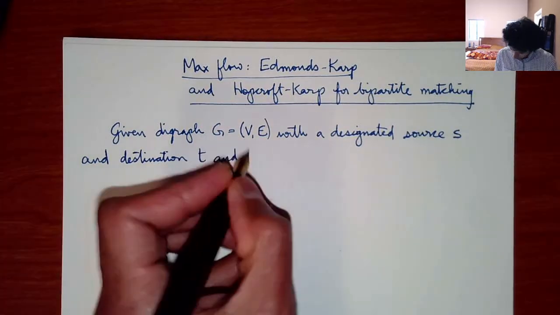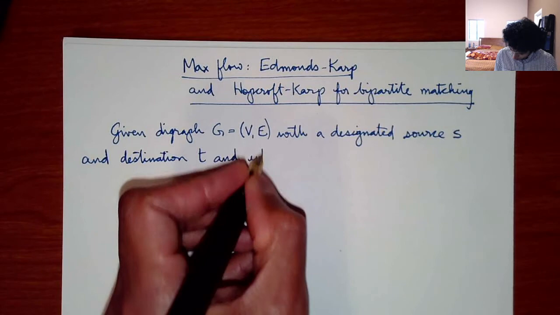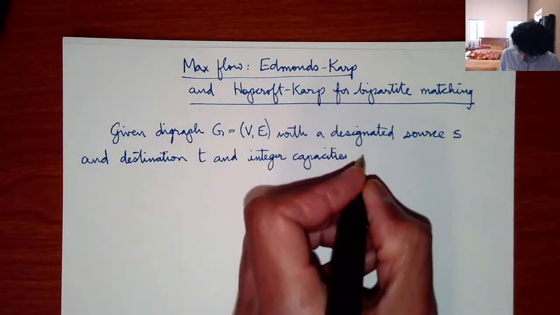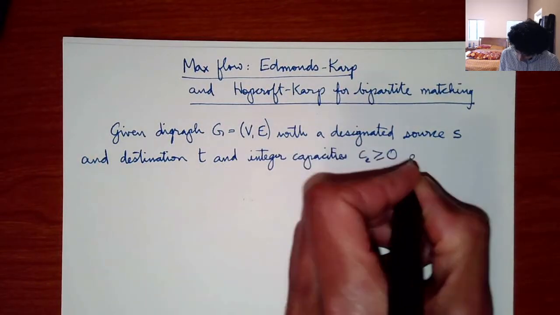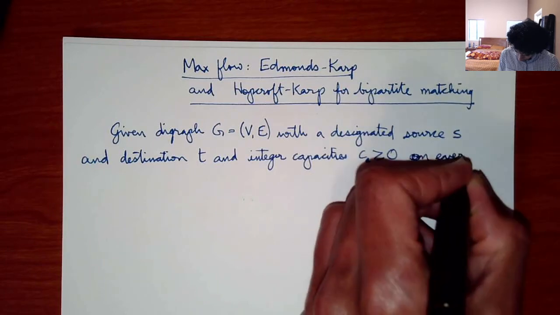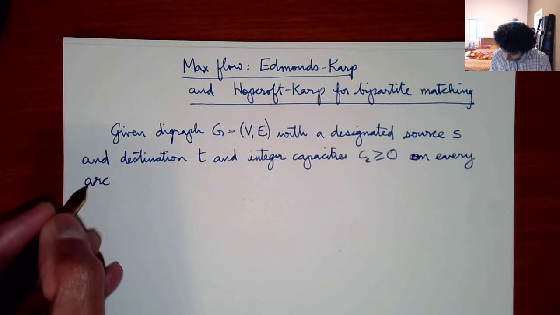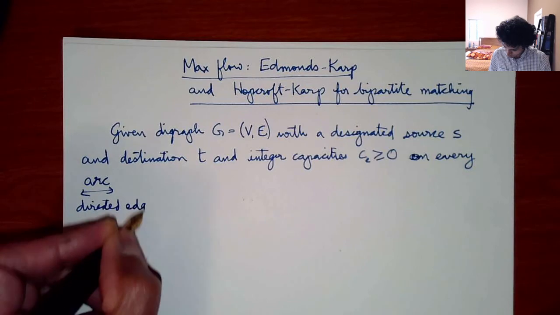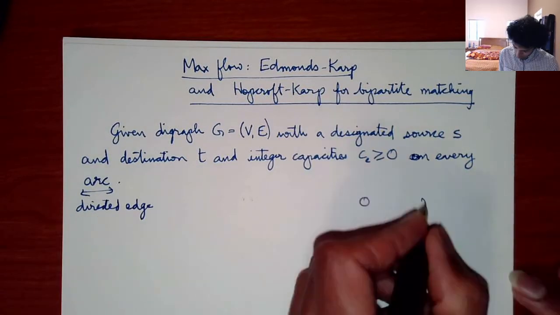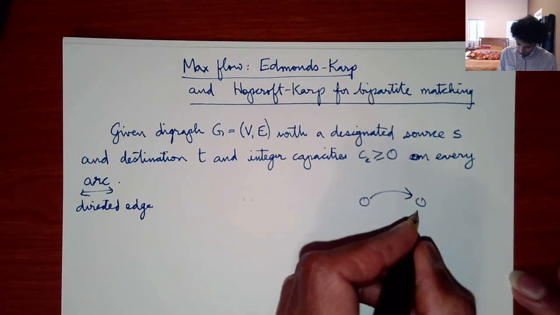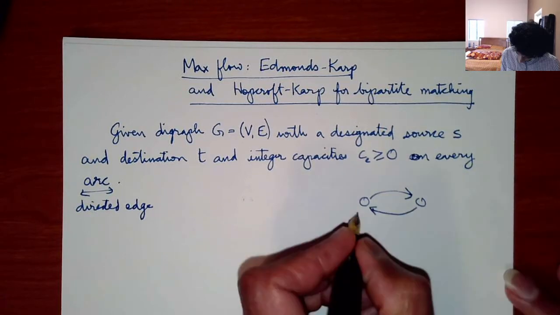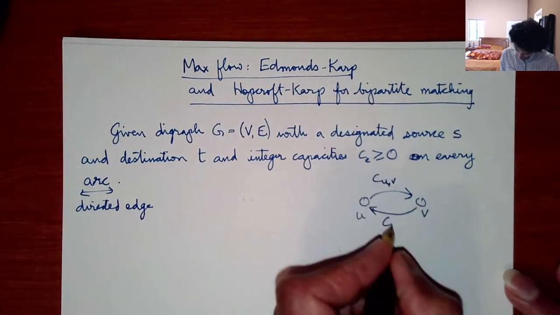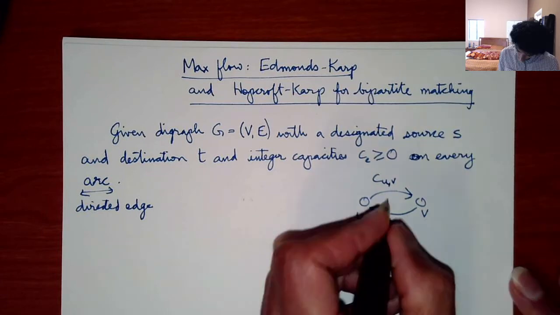and integer capacities C_e on every, instead of edge, I'm going to say arc. And the reason I say arc is I mean a directed edge. And the reason for this is that between two vertices, you may have two arcs, and you can have different capacities on these. So you can have C_uv, that's the forward capacity, and you may have a different capacity, C_vu, which may not be equal.